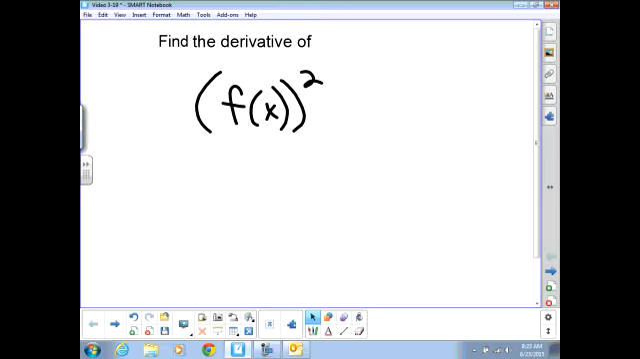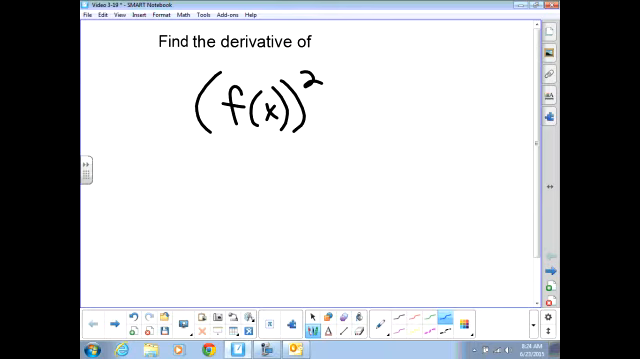Today's video will work with what's called implicit differentiation. First thing, we're going to look at f of x in parentheses squared and see if we can find the derivative. Well, this is a chain rule case because we've got a function inside of another function.